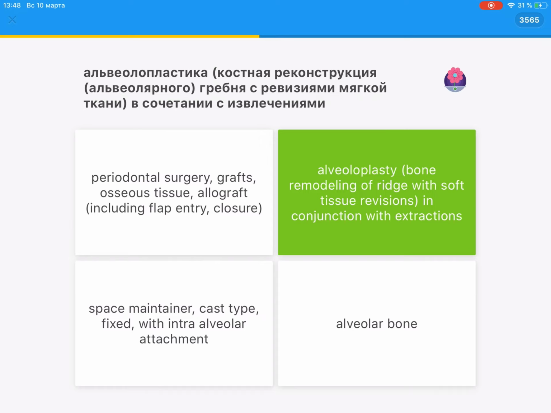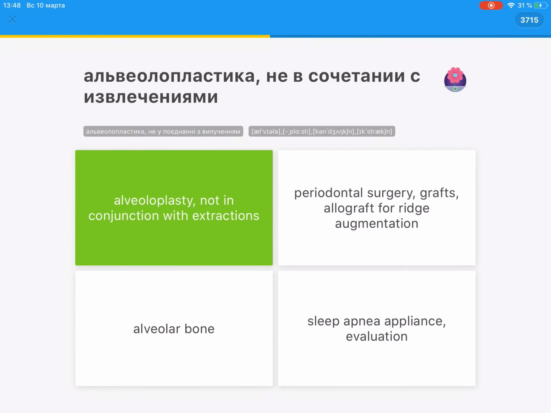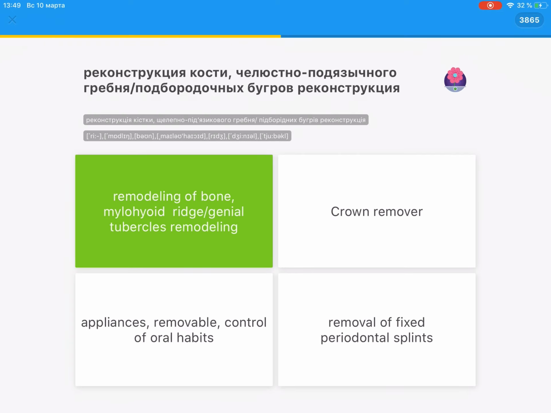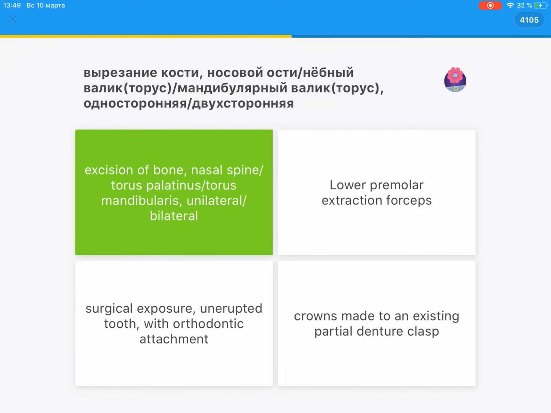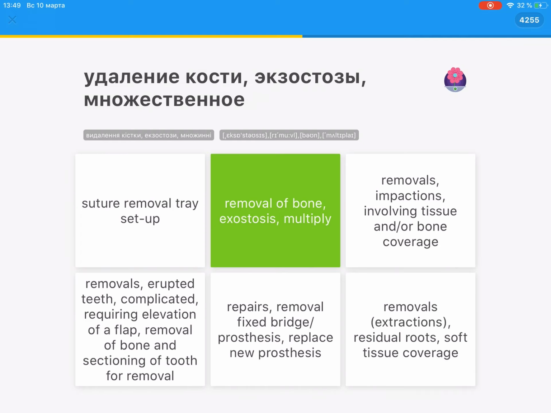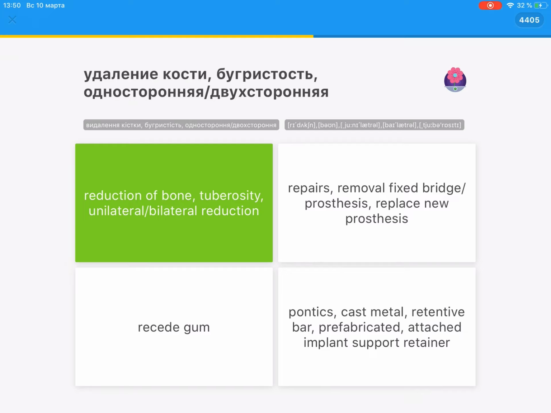Alveoloplasty, bone remodeling of ridge with soft tissue revisions, in conjunction with extractions. Alveoloplasty, not in conjunction with extractions. Remodeling of bone, mylohyoid ridge, genial tubercles. Excision of bone, nasal spine, torus palatinus, torus mandibularis, unilateral, bilateral. Removal of bone, exostosis, multiple. Reduction of bone, tuberosity, unilateral, bilateral.